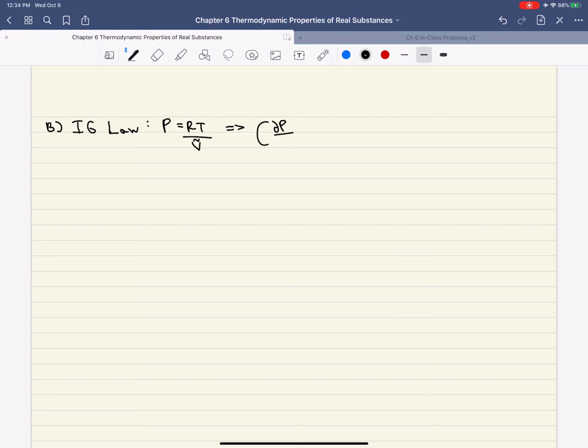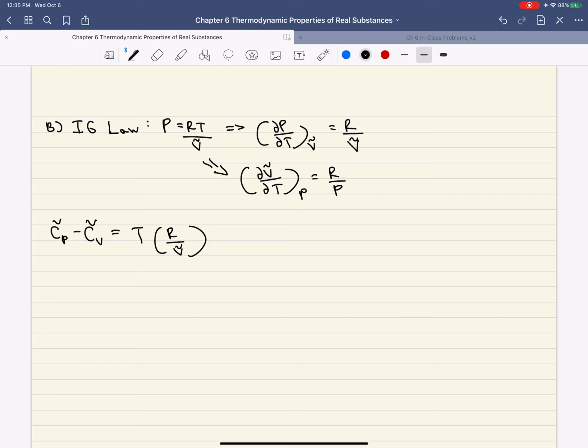So if we took the partial derivative of P with respect to T at constant V, it would just be R over V. And similarly, if we rewrote the equation so that it was explicit in V, and then took the partial derivative of it at constant P, we would get that dV/dT at constant P is equal to R over P. All right, and so if we go back to our Cp minus Cv equation, what we have is T times dP/dT, so R over V, and then that is multiplied by dV/dT, which is equal to R over P.